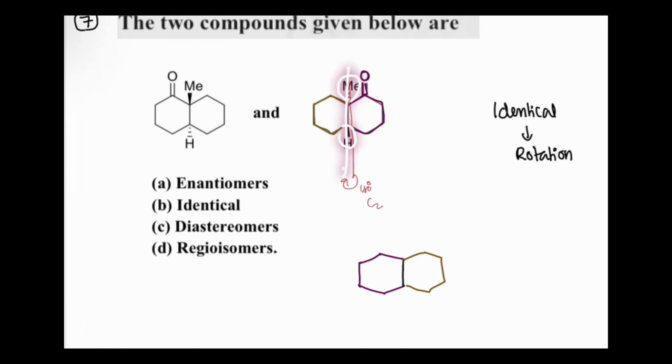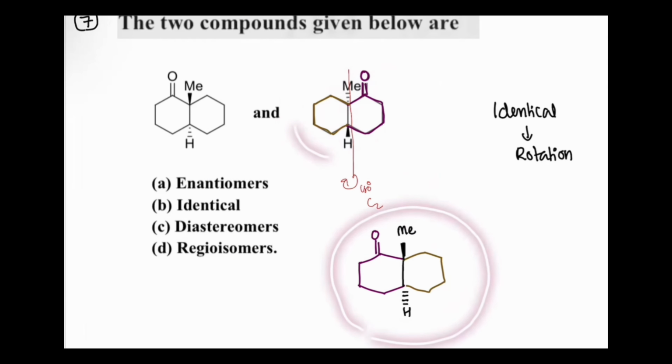Suppose we are doing a C2 here. All the upper substituents after doing C2 will go below the plane. So, since hydrogen is above the plane before rotation, after the rotation it will come below the plane, and here Me is below the plane before rotation, so after C2 it will come above the plane. Now Me will come here. And we are missing the carbonyl. Here we have a carbonyl on this carbon. And this is the product of C2 on this molecule.